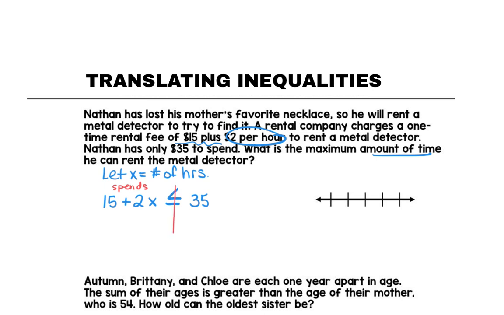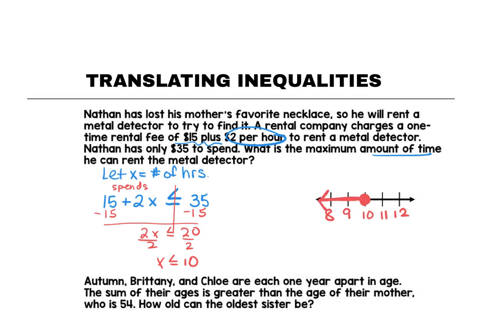Now we can go ahead and solve this. I'm going to subtract 15 from both sides of my equation. That's going to give me 2x is less than or equal to 20. Divide both sides by 2 and we get x is less than or equal to 10. Now remember, this x means the number of hours. So we can graph it: closed circle, shade to the left.